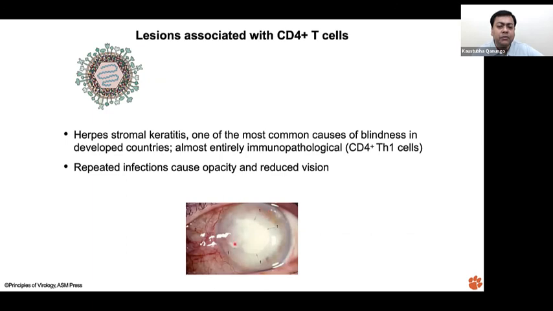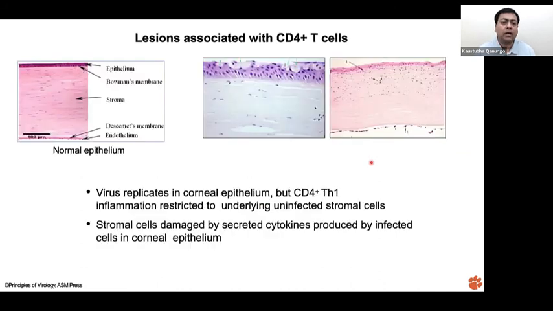This is a condition which we call herpes stromal keratitis. And this happens in the developed countries. This is due to the entire pathology of the CD4 Th1 type cells. So here you are looking at the cross-section of the cornea, and you can see that this right here is a completely normal cornea. Here you can see that these herpes viruses replicate in these corneal cells. What happens is that these cells release cytokines, and they will attract these CD4 cells.